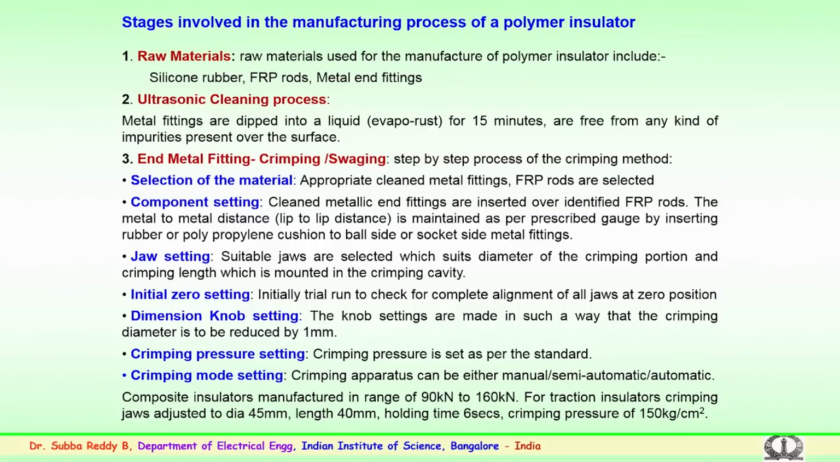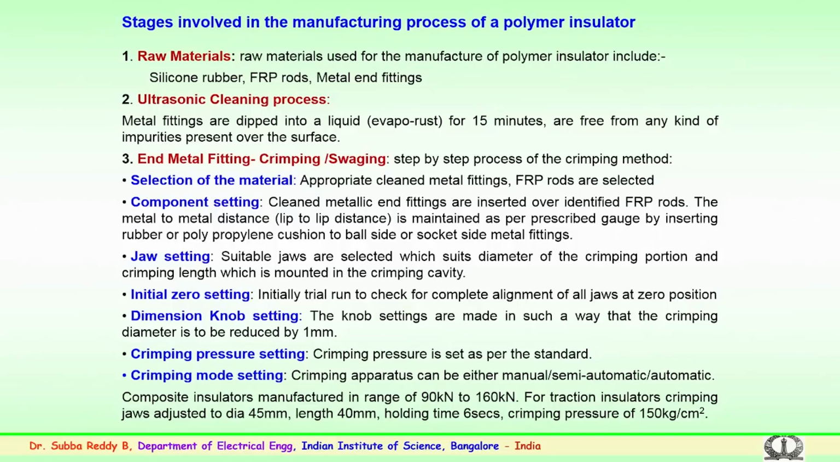Jaw setting is usually done using suitable jaws selected according to the diameter of the crimping portion and the crimping length, mounted on the crimping cavity. There are various settings for crimping, from the initial conditions to crimping pressure, crimping mode and crimping knob settings. These are done at a proper pressure and as per the standards available for a particular dimension of the fiberglass rod. Crimping mode settings can be manual, semi automatic or automatic.